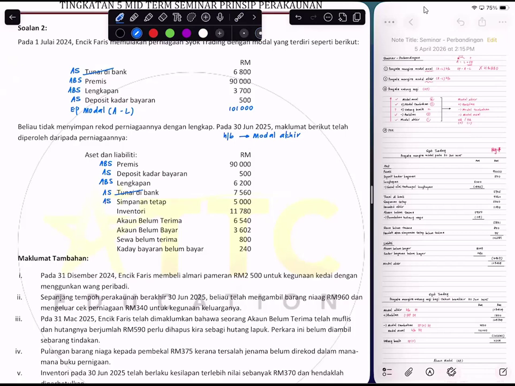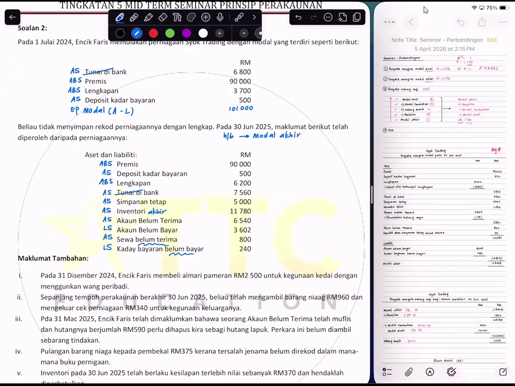Inventory on the last day should be inventory akhir AS, ABT AS, ABB LS. Sewa belum terima. Belum terima means it is AS. Kadar bayaran belum bayar. You're supposed to pay, but you haven't paid. It is LS. But you can't straight away calculate your modal akhir yet, because of course there will be some pelarasan. And also one more thing.